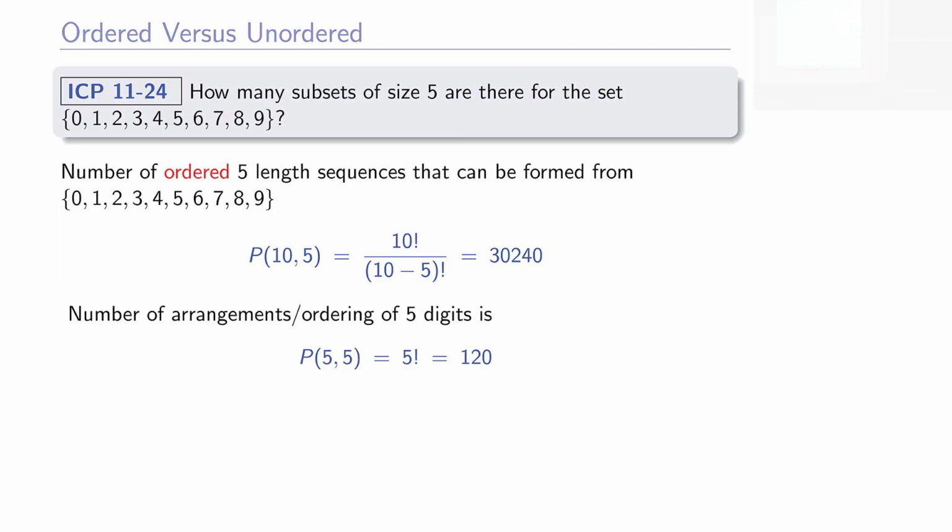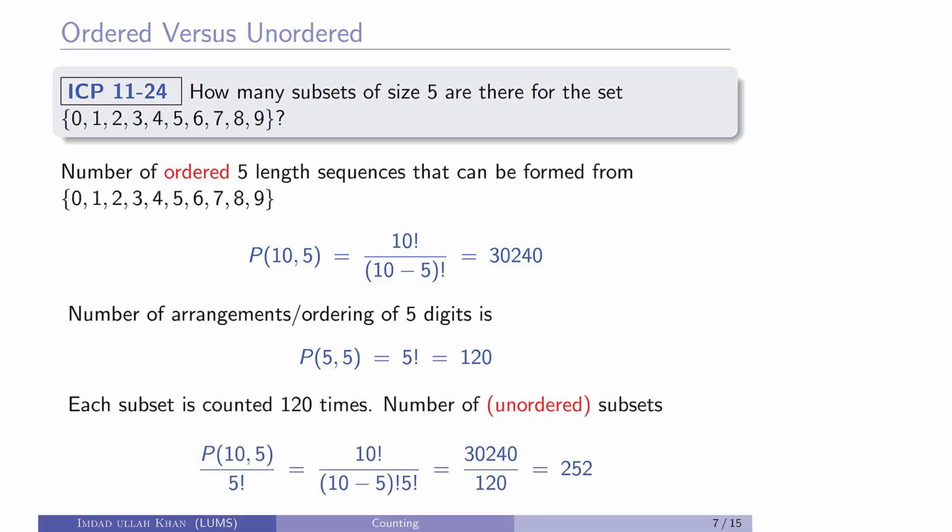So I should divide this number P(10,5) by 5 factorial, and that will give me the number of unordered subsets, which is equal to 252. So the number of 5-subsets of a set of size 10 is equal to 252. Now we give it a name, and the name is r-combination.